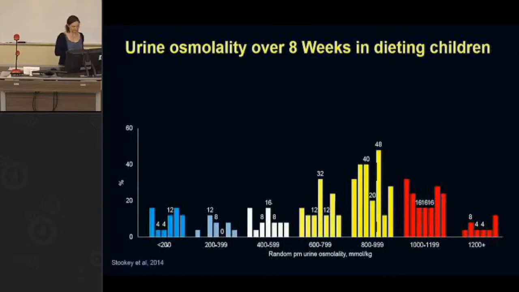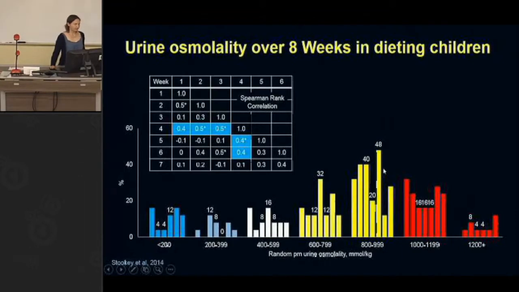In this week, 4 of 6 urine osmolality measures were in the distribution. So 40% of the kids this week had a urine osmolality between 200 and 800. And if we look with the Spearman rank correlation at how the kids rank, would we get the same answer week to week? Not really. The best correlations were modest. Everyone was supposed to do the same thing for 8 weeks, and this is what we got.